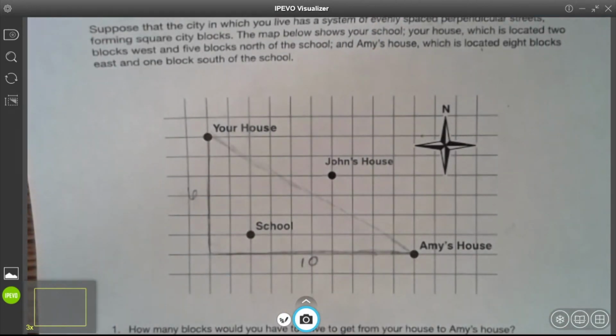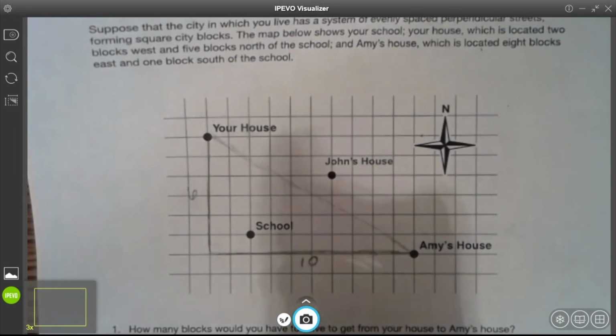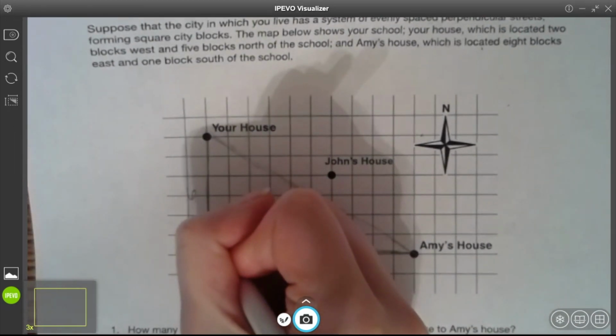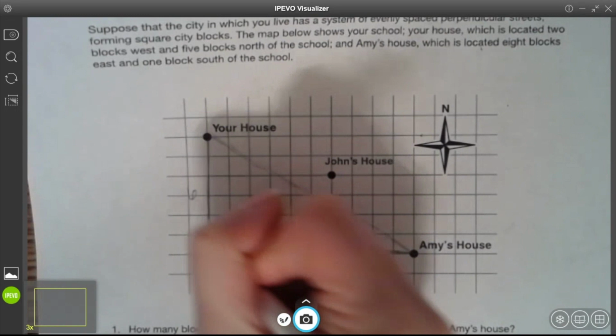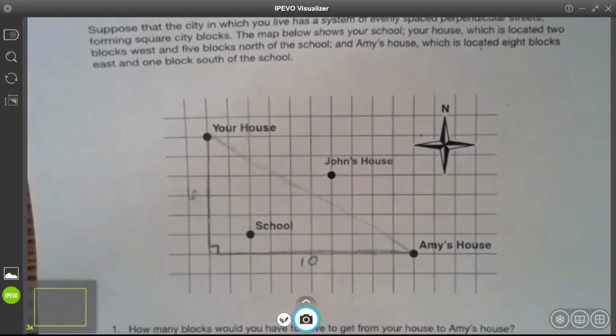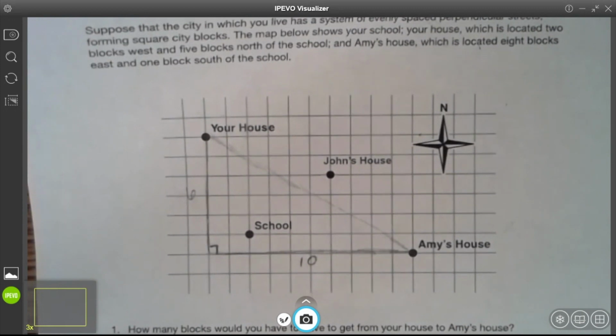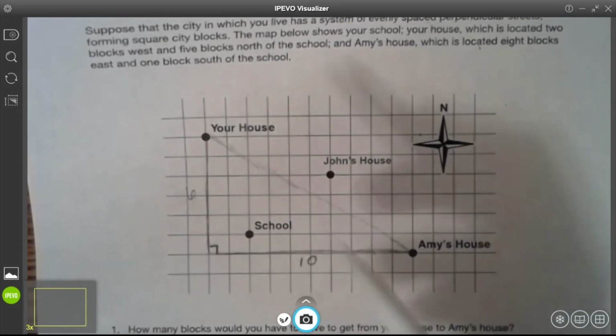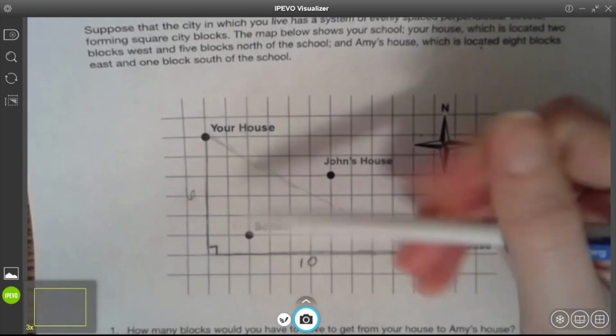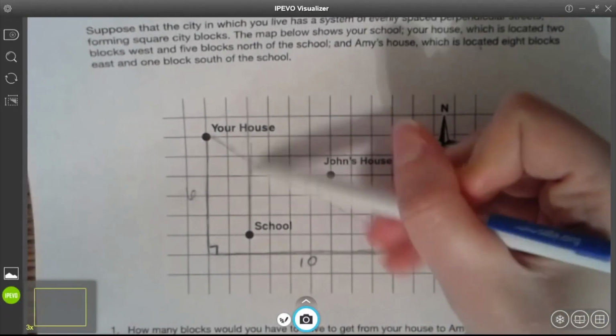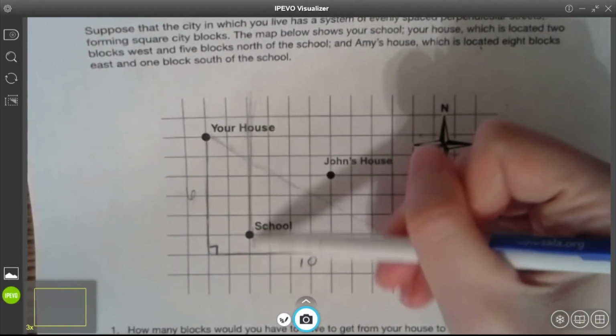So we do want to talk to our students here again, or have them realize that because these streets are perpendicular, there is a right angle at their intersections, so we can use the Pythagorean theorem in order to calculate what that distance is. On number 3, we are now asked to establish a coordinate axis system with the school as our origin. So with the school as our origin, we want to draw in our x and our y axis.